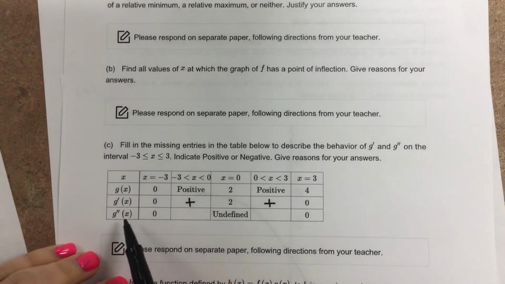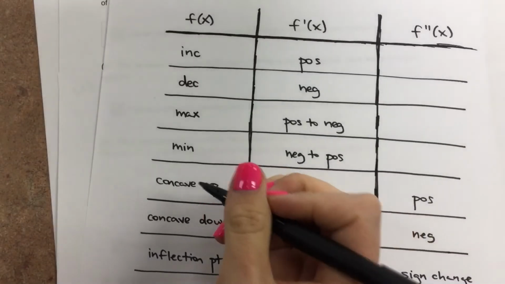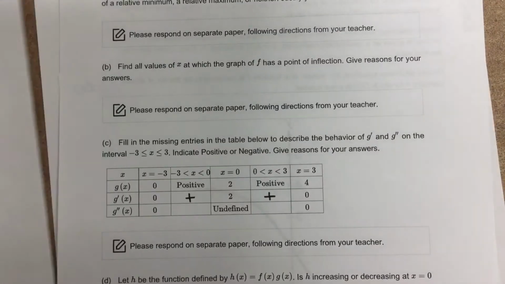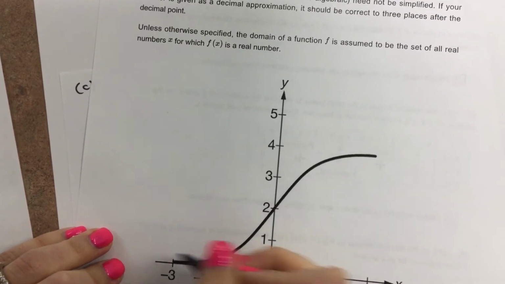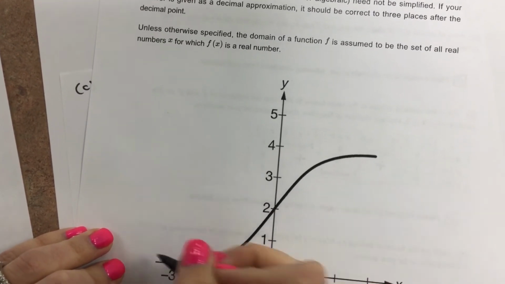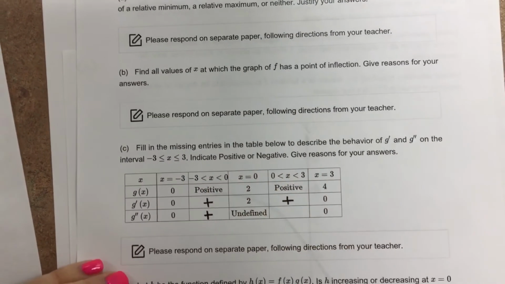So now they ask us about the second derivative. The sign of the second derivative tells us about the concavity of the original graph, or the bend. If you look at this piece right here, the first section of the graph appears to be bending up, like a right side up parabola. So that is a concave up shape, which means the second derivative is positive.